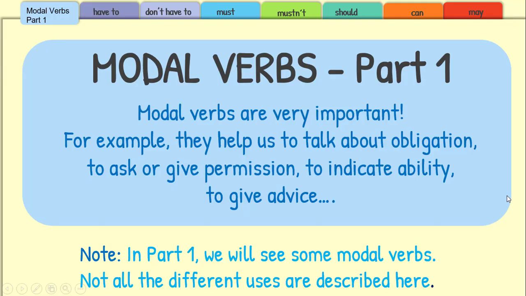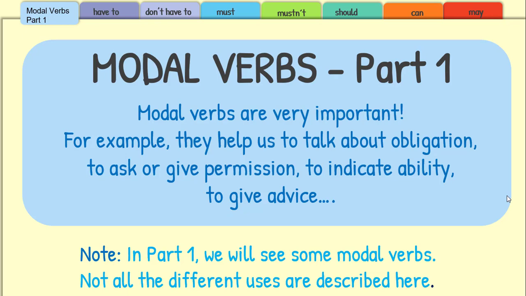In this video, we're going to talk about modal verbs. This is the first part. Modal verbs are very important. For example, they help us to talk about obligation, to ask or give permission, to indicate ability, to give advice. Now, in part 1, we will see some modal verbs, and not all of the different uses are described here.